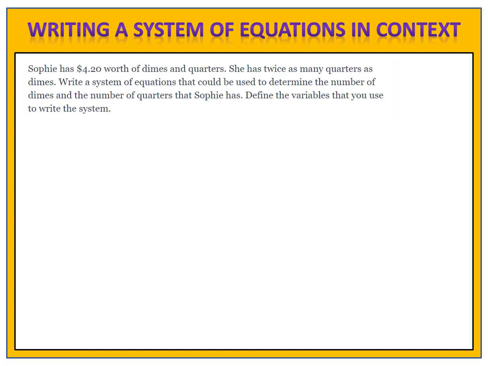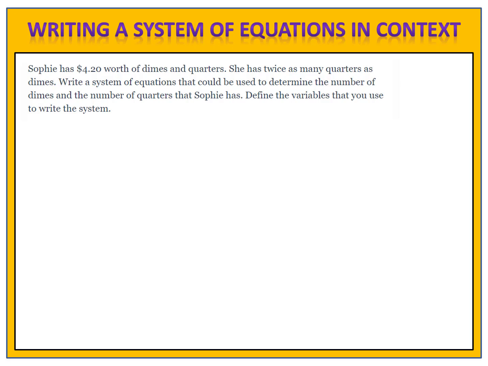In our next example, we have Sophie. Sophie has $4.20 worth of dimes and quarters. She has twice as many quarters as dimes. Write a system of equations that could be used to determine the number of dimes and the number of quarters that Sophie has. Define the variables that you use to write the system.